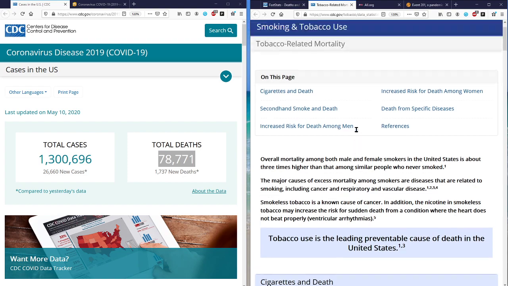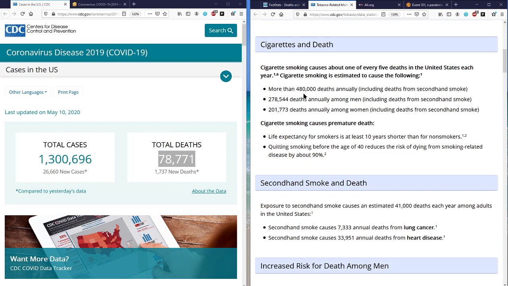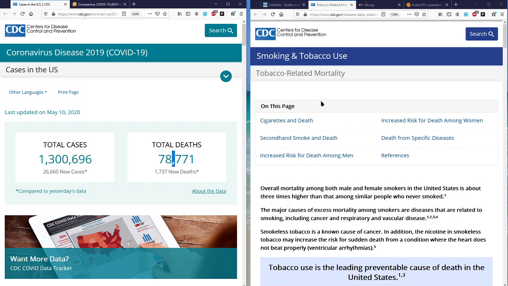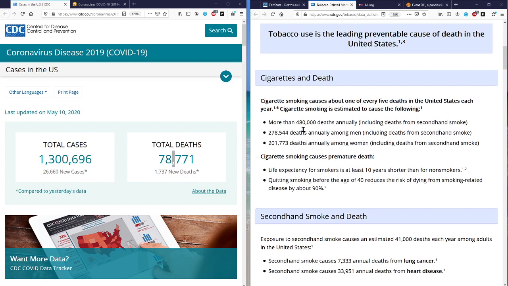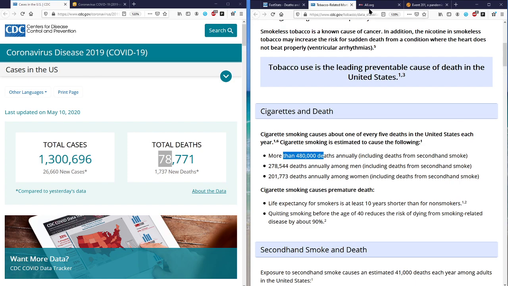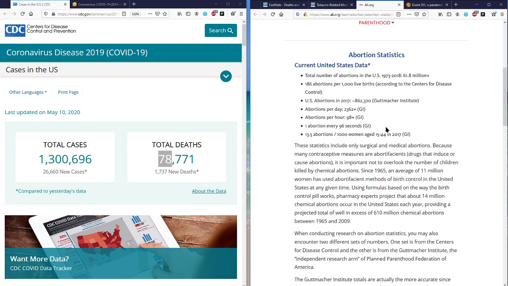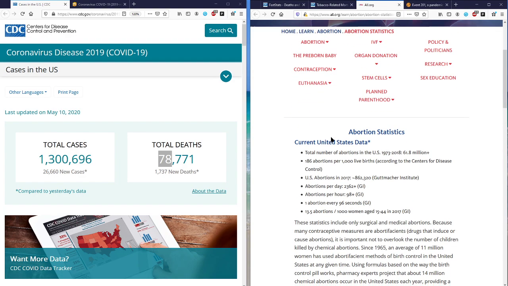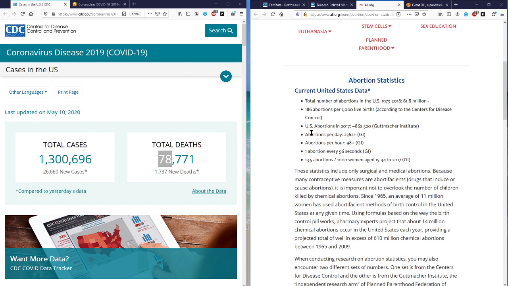Compare this also, this is also CDC, smoking and tobacco use. Compare this to this. Compare this to this. So this is probably also in the US, the United States. So we have this compared to this. I don't know if you're seeing the correlation here. Also, on this website, I talked about comparing this to this.